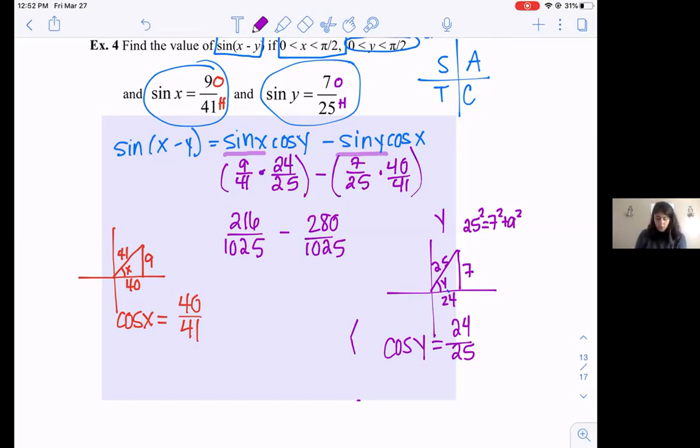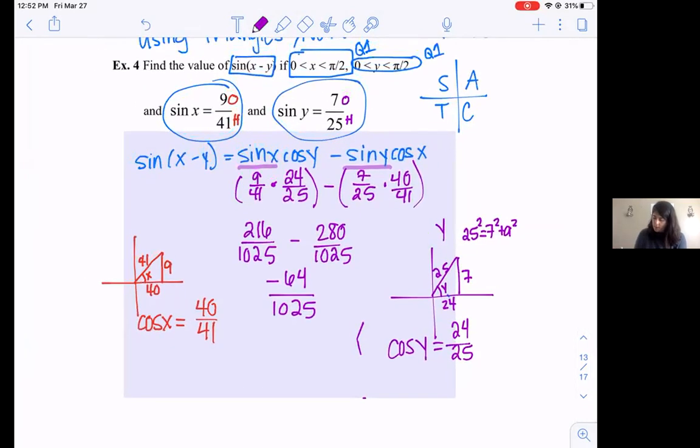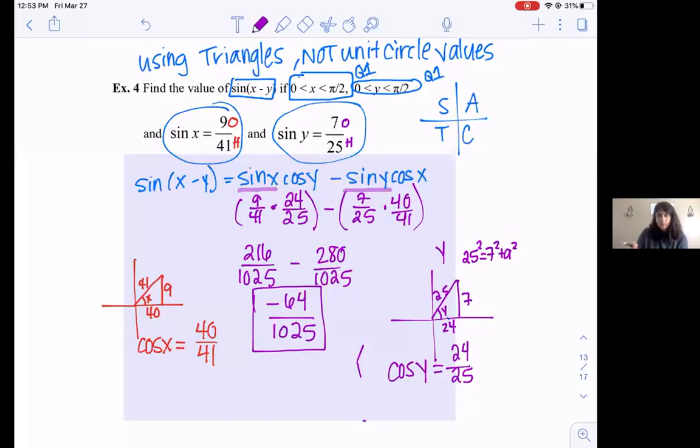Okay, so then when I subtract them, I get that. And that is our final answer. Okay, so use that for your ALEKS assignments. You'll see ones like that on there. They're actually a little bit easier, but you just have to find using your triangles.